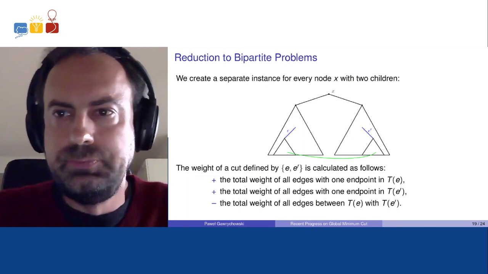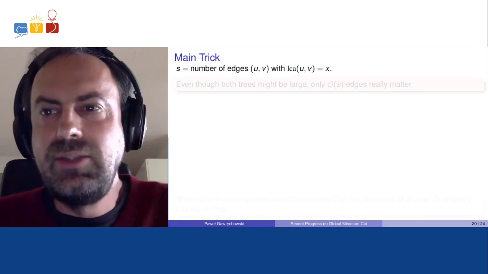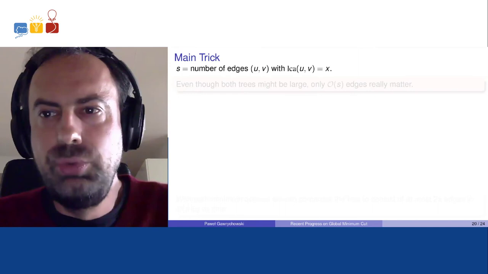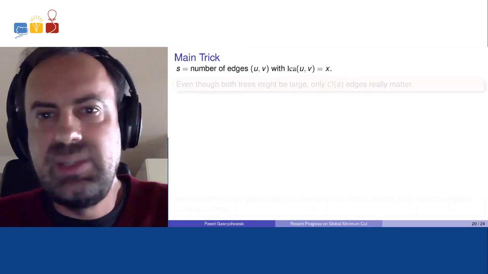Okay, but there's a problem with this approach. It's not really efficient. When you think about a tree that's not very balanced, then the total size of all instances of this new problem would be quadratic, because for each node with two children, and that could be all nodes, almost all nodes, you take the left subtree and the right subtree, and this sums up to quadratic. So it's not what you want to do really, if you want m times the number of logs.